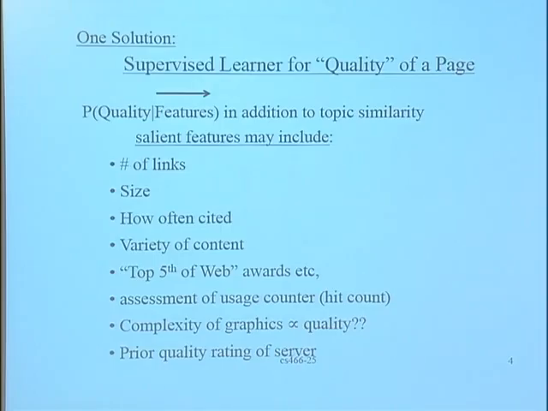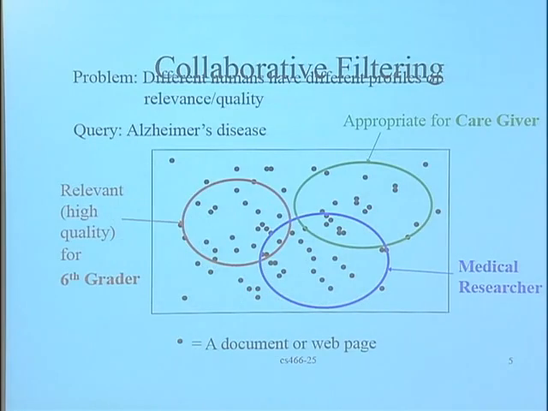Complexity of the graphics, prior quality ratings of the server in general. If I see something from the New York Times, I generally believe it's likely to be of high quality, even though I've not actually seen that particular page before, because of the prior record of high quality from that site. So these are all potential features that could go into a calculation of quality given a feature vector. And you obviously can imagine your own. But again, we're assuming the machine is working here.